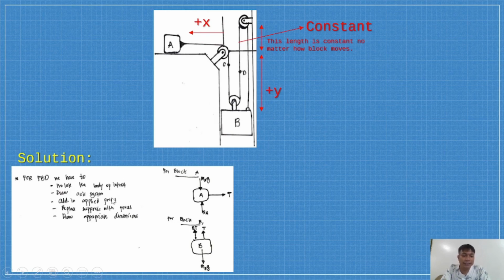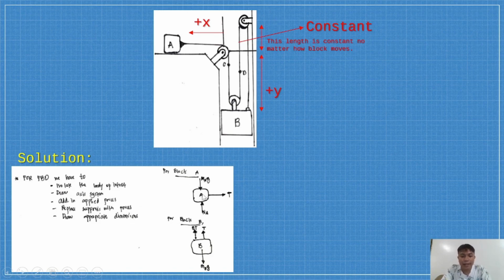So, draw the axis system. Ito yung axis system natin, yung proper niya. We consider positive X papunta doon and positive Y naman dito. Then add in applied forces dito, kung ano yung force na nag-a-act sa ating bodies. Then, we have to draw the appropriate dimensions.